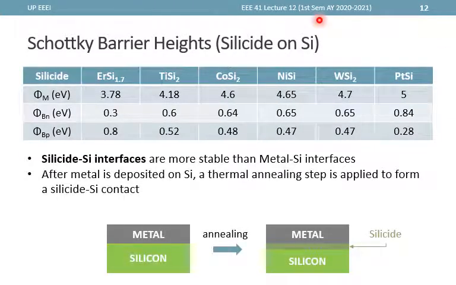To create a silicide-silicon contact, first metal is deposited onto the silicon. A thermal annealing step is applied where the temperature is increased at a controlled level to allow the reaction between the metal and the silicon to form a silicide layer in between.